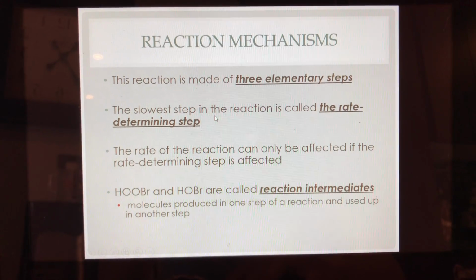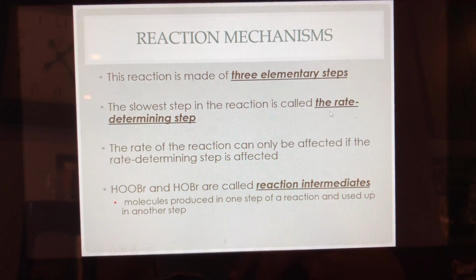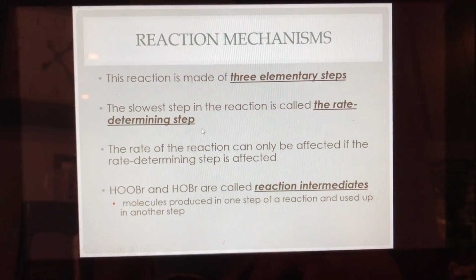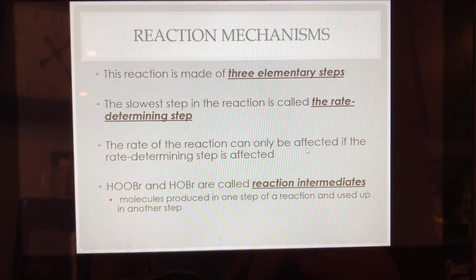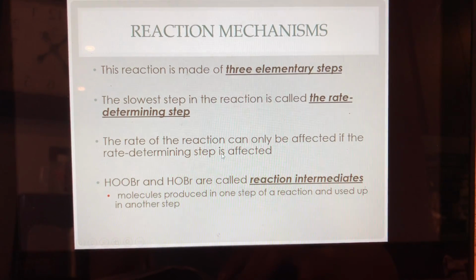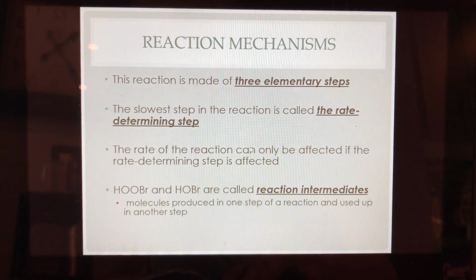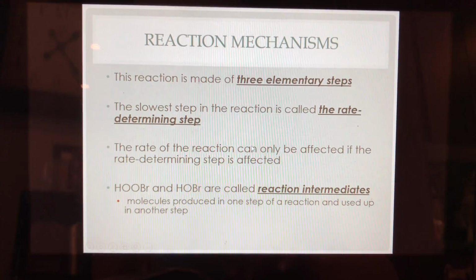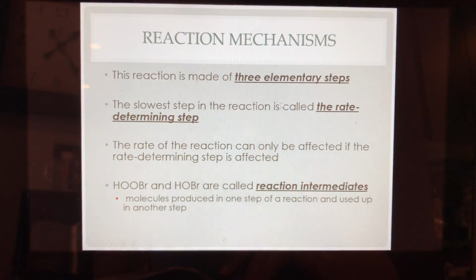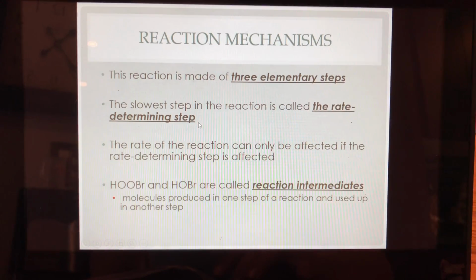Okay, so again, this reaction is made up of 3 elementary steps. The slowest step in the reaction is called the rate determining step. The rate of the reaction can only be affected if the rate determining step is affected. So we'll talk about that in a second, but basically the rate of the overall reaction is determined by the rate determining step or the slowest step.